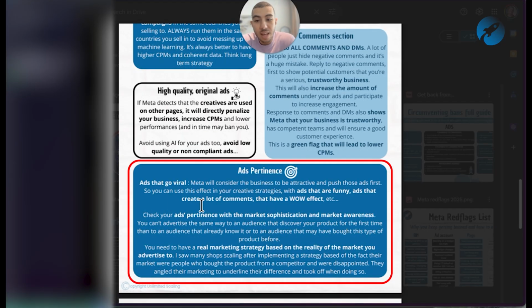Ad pertinence, ads that go viral. Meta will consider the business to be attractive and push those ads first, with ads that are funny, that create a lot of comments, that have a wow effect. So it's really important for you as an e-commerce brand owner or CMO to really understand what's going on in your market and try to innovate. That's your way to find high winning creatives that you will be able to scale higher. So it's not just copying. It's really more you and your incentive as a marketing team to level up your ads game.